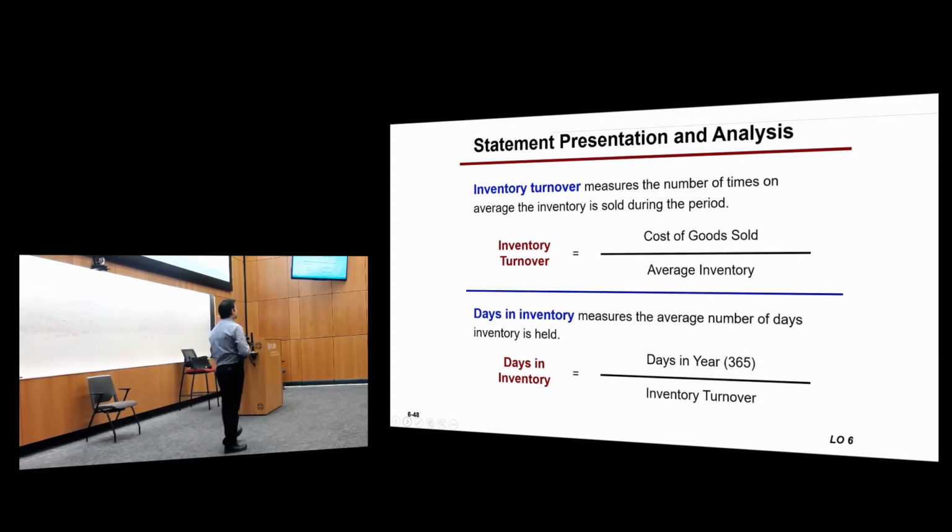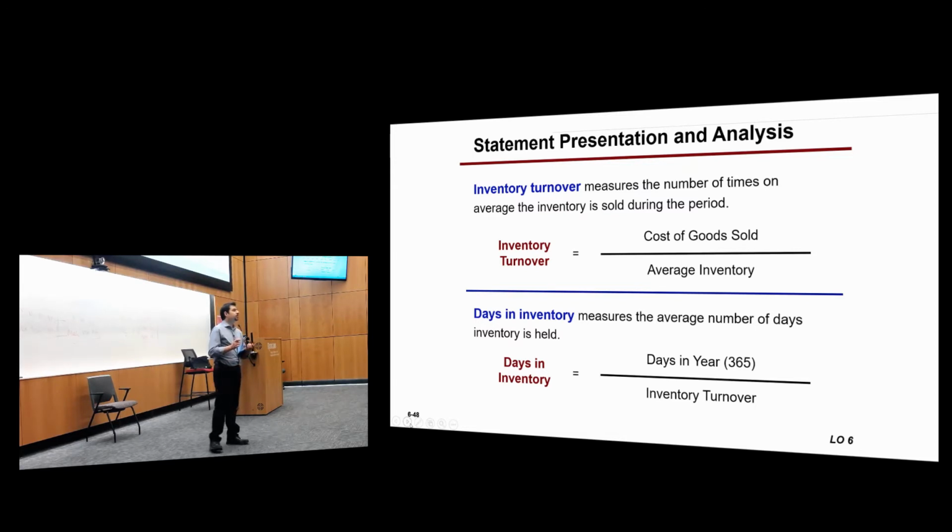Usually there are two main measures that are used for analysis of inventory. You have inventory turnover and days in inventory. What do we mean by that in plain English? Inventory turnover means basically how many times over the year you sold your inventory.